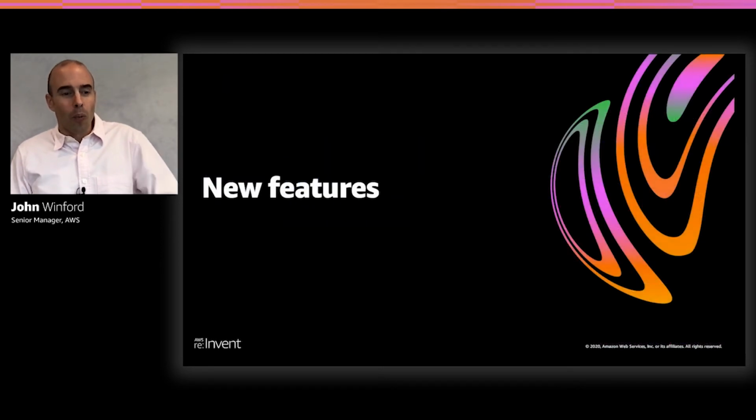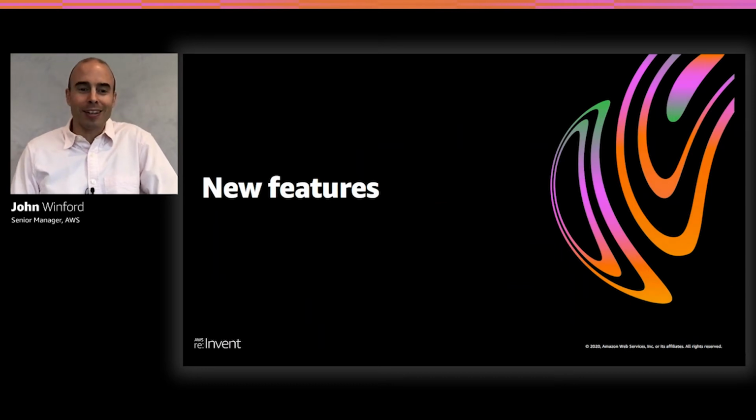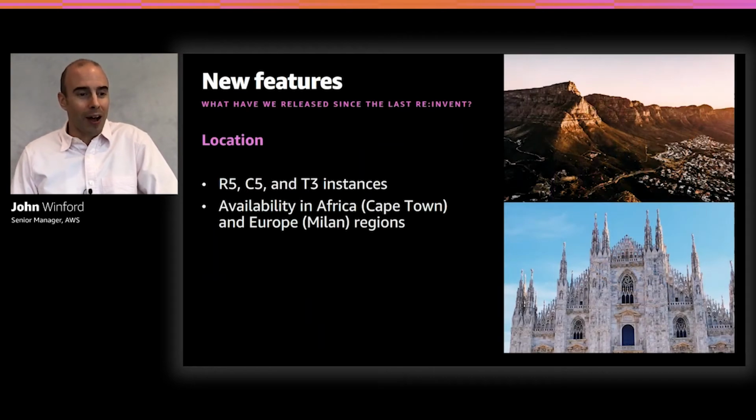So, what has changed? What have we done in the last year? Time has not stood still. We have, of course, rolled out to some new regions. Since last year, we have now made DMS available in both Africa, in Cape Town, as well as in Europe, in the new Milan region. We've also added new support for R5, C5, and T3 instances to make sure we pass on the latest performance and cost savings to you as the customer.